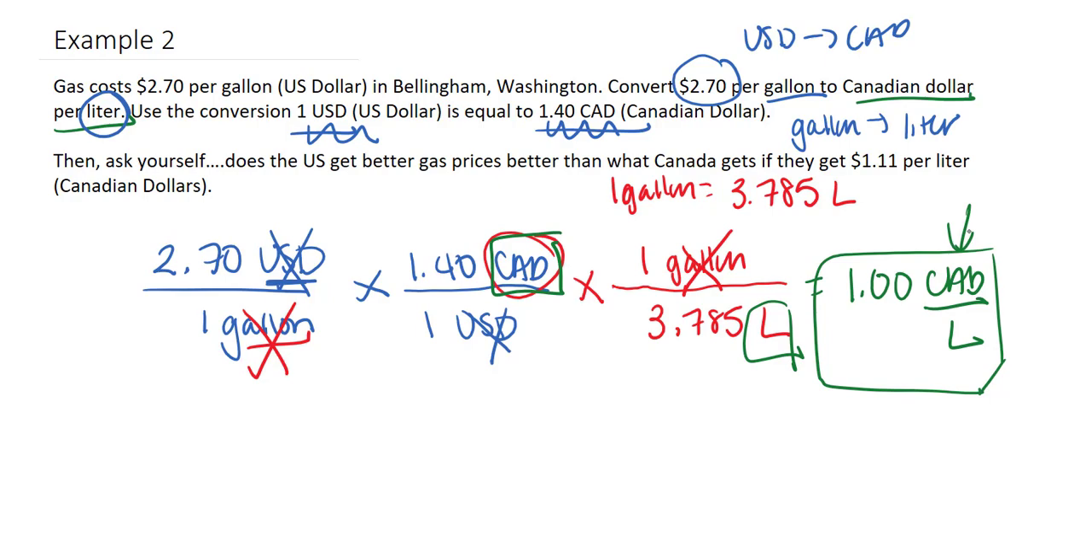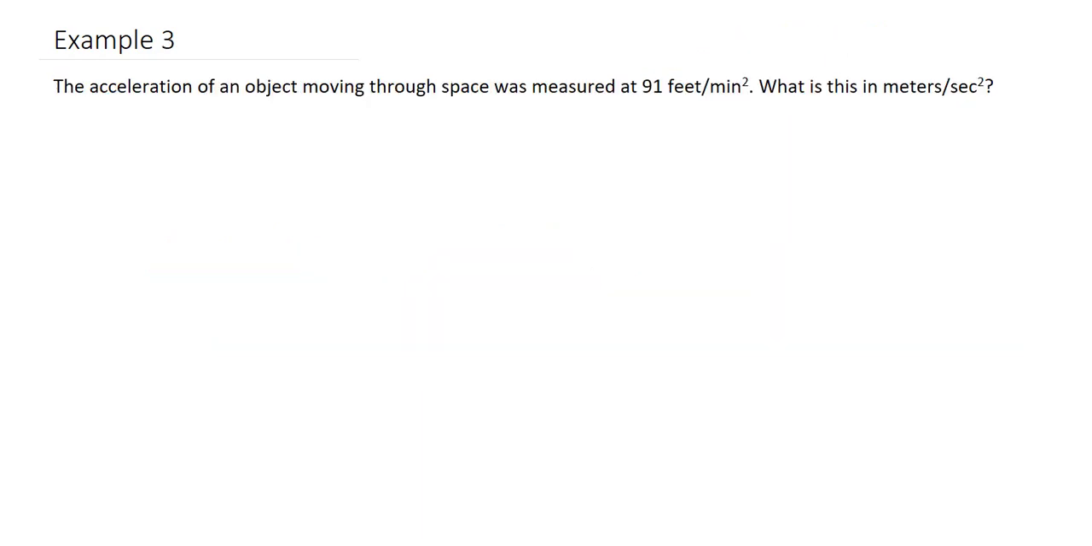Now, let's look at this. Does the US get better gas prices if we say Canada gets $1.11 per liter? Well, we would say gas actually is cheaper over in the US because it's $1 rather than $1.11. So it's 11 cents cheaper in Canadian dollars, but that's just a fun comparison to look at. So now let's look at another example.